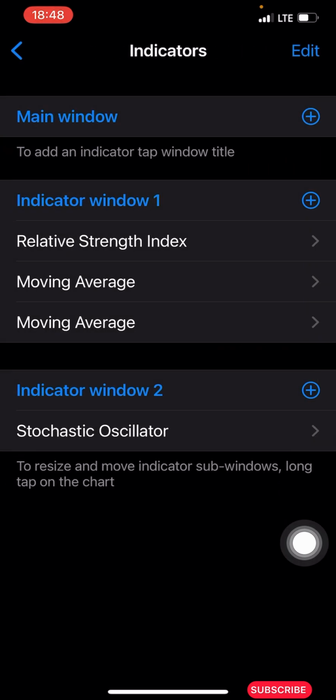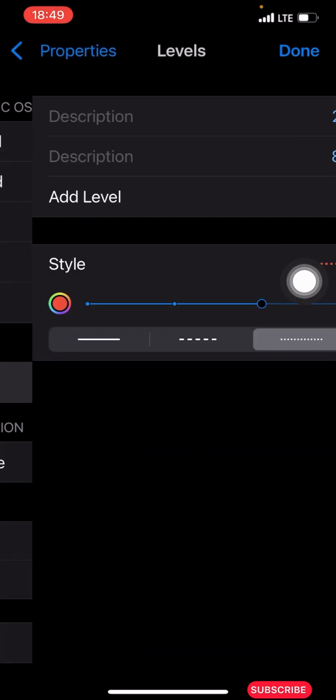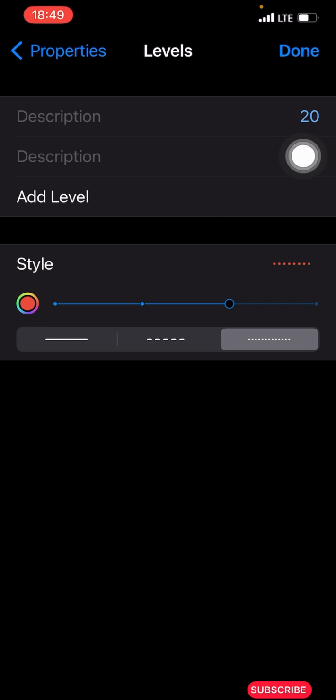Now the last indicator we have here is the stochastic oscillator. You are to click on this main window plus icon, then you search for your stochastic oscillator. Now these are the properties. The K period is 5, D period is 3, slowing is 3, price field is low/high, and the method is simple. Now for the levels, we have 20 and 80. The style is red, 3 pixel, and you click on done.